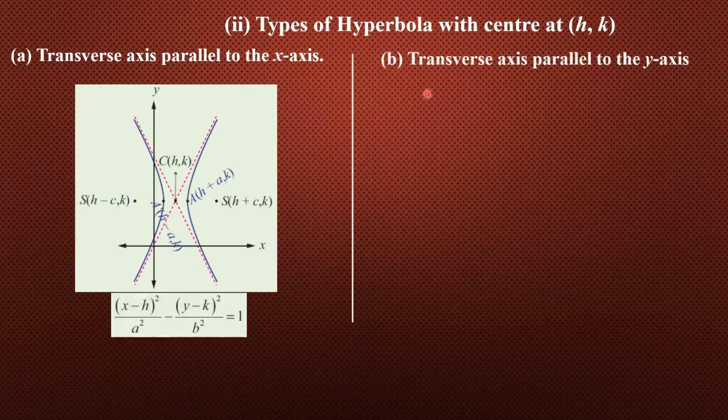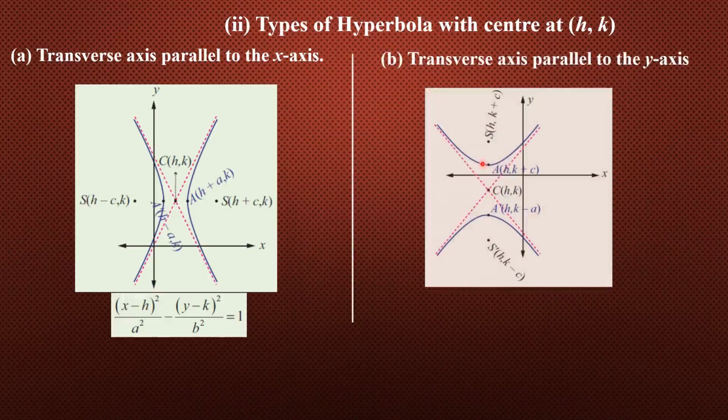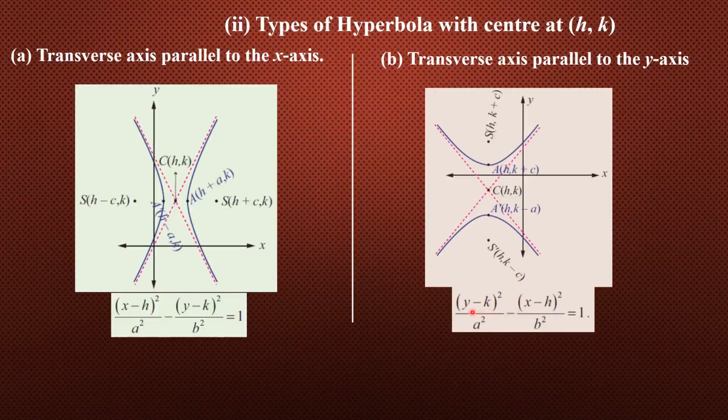Next one is transverse axis parallel to the y-axis. See this, at that time we will get the curve like this. Here the vertices are A and A'. The line which passes through the vertices, foci and the center is parallel to the y-axis. So the equation of the hyperbola is (y minus k) the whole squared divided by a squared minus (x minus h) the whole squared divided by b squared is equal to 1.